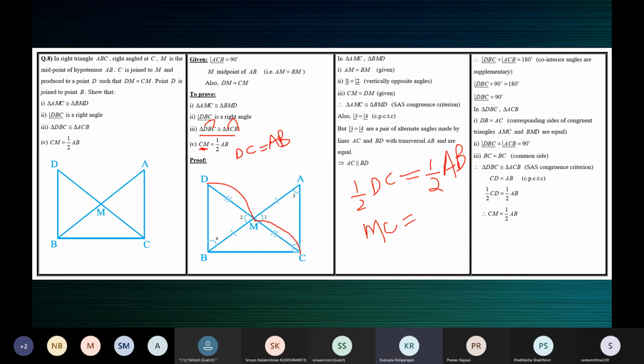Is this understood? Yes, ma'am. Now half AB, write it as it is because that's what you have. Here we have half AB as it is. So don't change this, right? So like this, we have MC is equal to half of AB. Yes, ma'am. Now I understood. All right, thank you, ma'am. You're welcome.